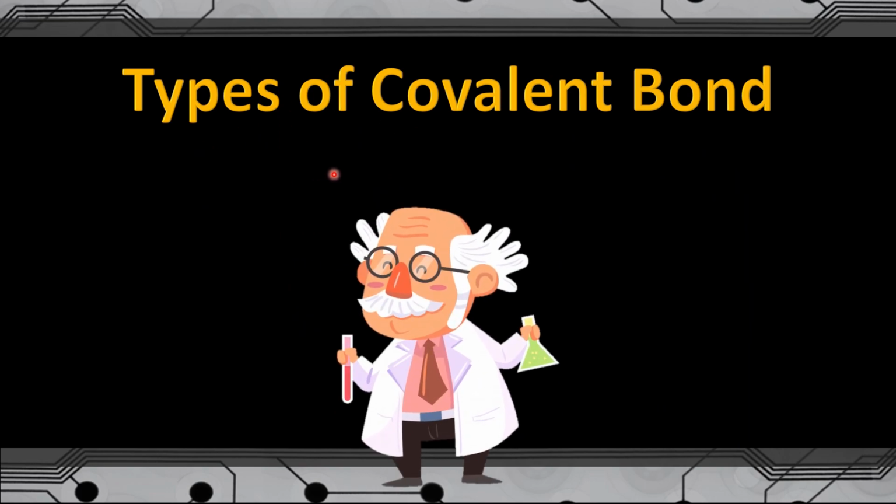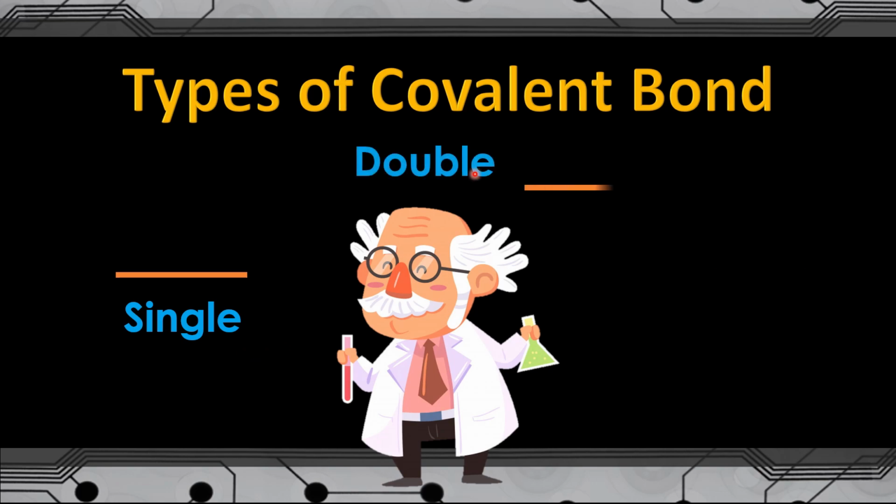Let us continue with our discussion as we get to know the three types of covalent bonds, which are known as the single bond, double, and triple bonds.